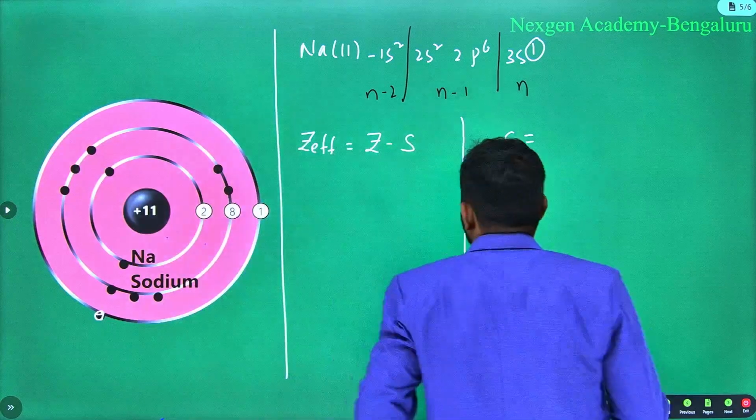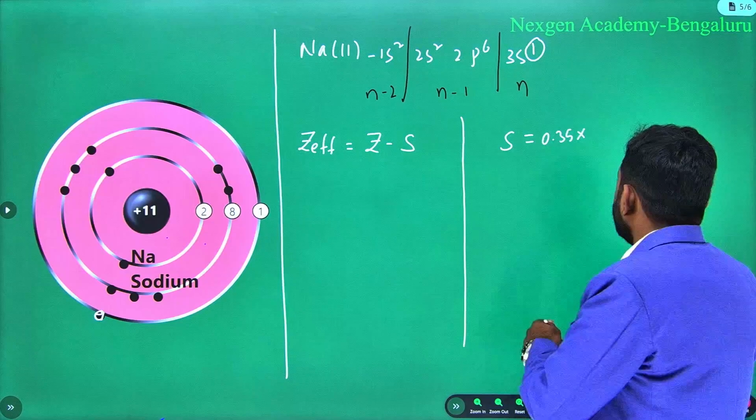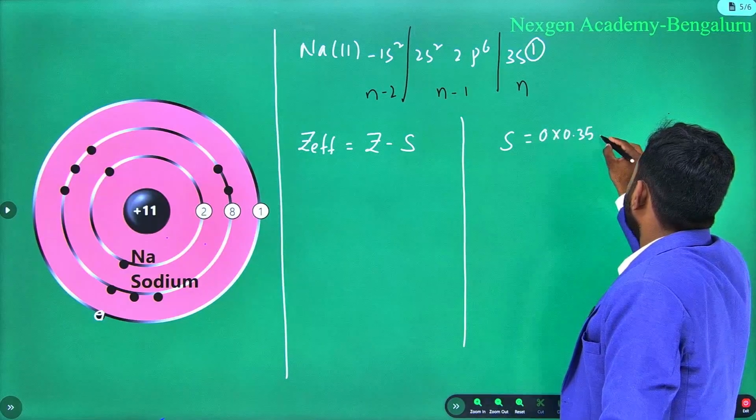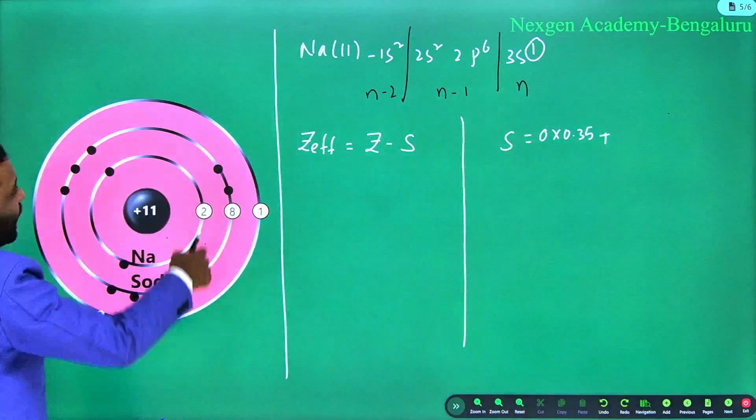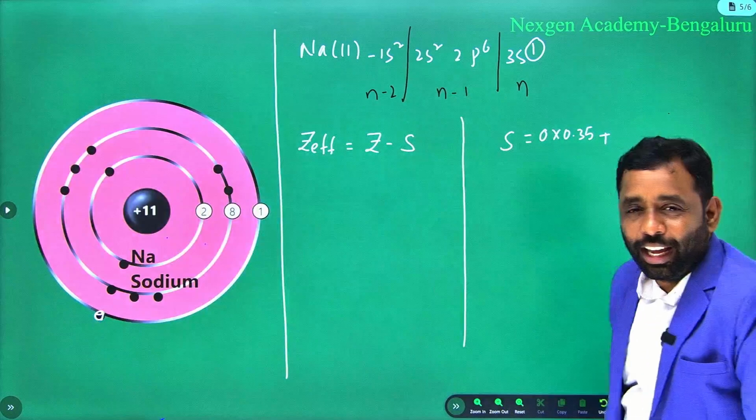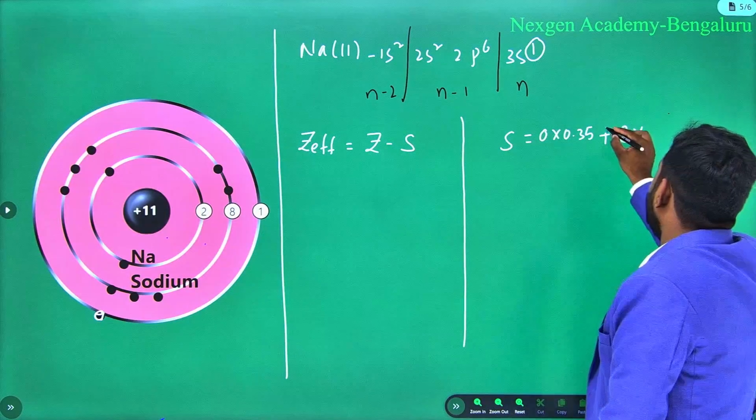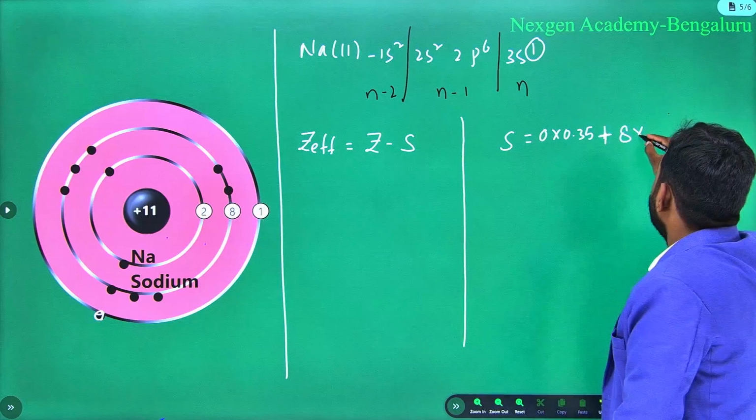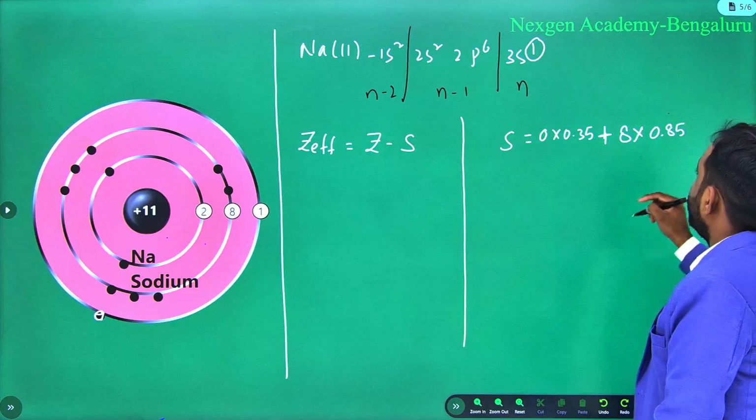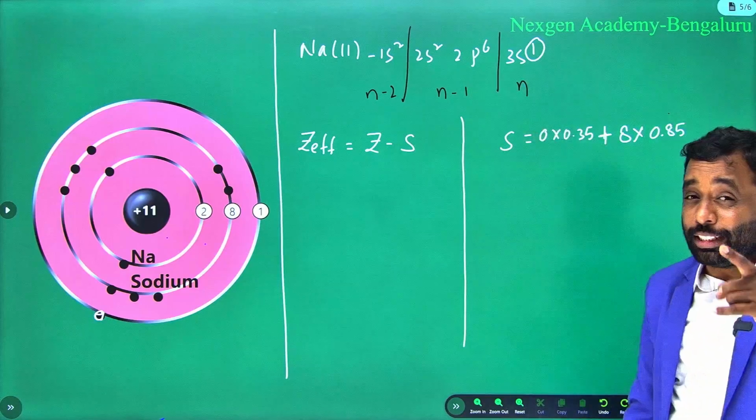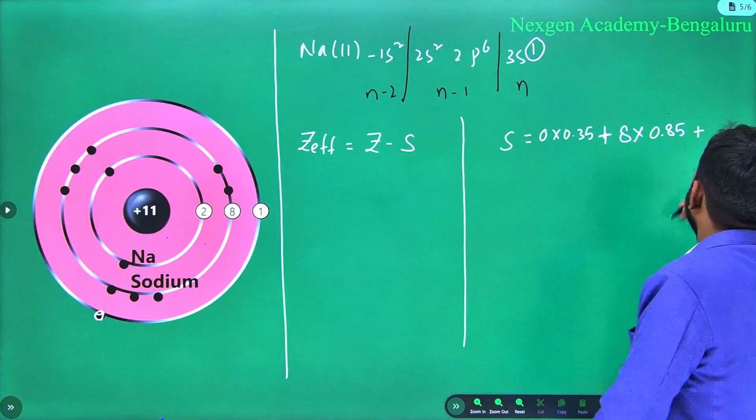Come back to this. So 0 into 0.35 plus n minus 1 shell. How many electrons are there? In the n minus 1 shell, 2 plus 6, 8 electrons are there. You are calculating for an s electron, that's why 8 into 0.85, because you are calculating for an s or p electron. If it is a d or f electron, you would have taken 8 into 1. Clear, right? Yes. Next, the n minus 2 shell.